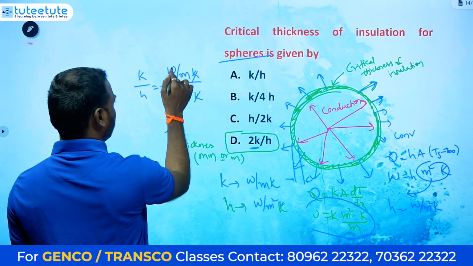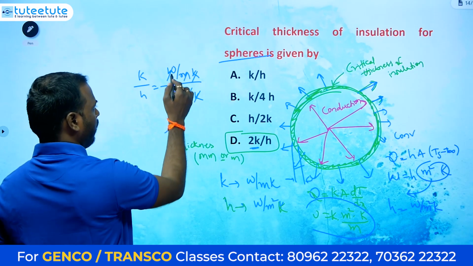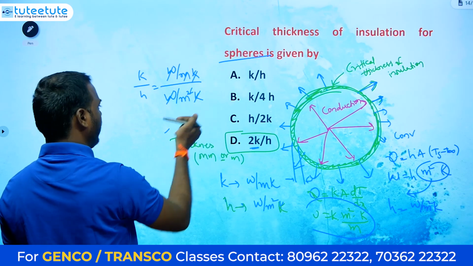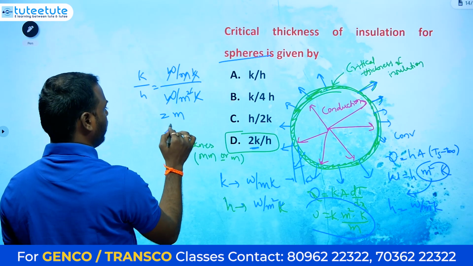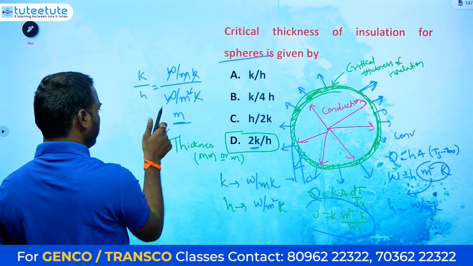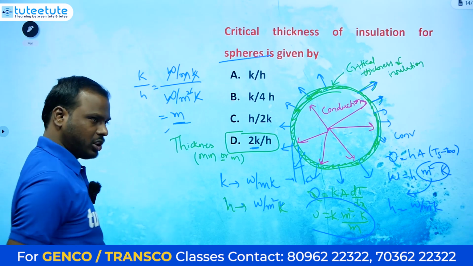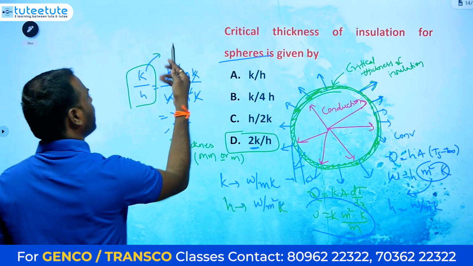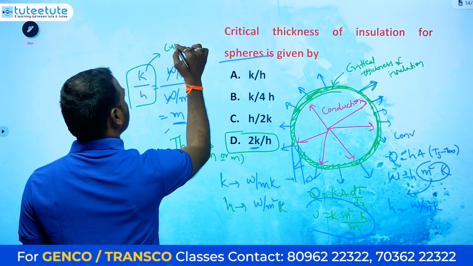Kelvin gets cancelled, watt gets cancelled, meter gets cancelled. So numerator, denominator by denominator will give you numerator. So the units is meter. So K by H units is meter. Generally this is the critical thickness of insulation for cylinder.